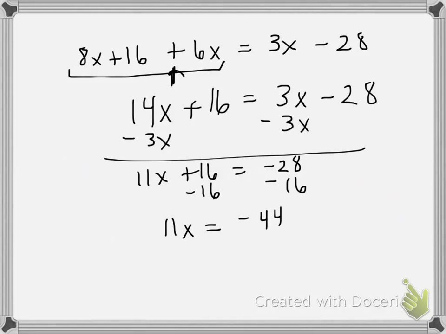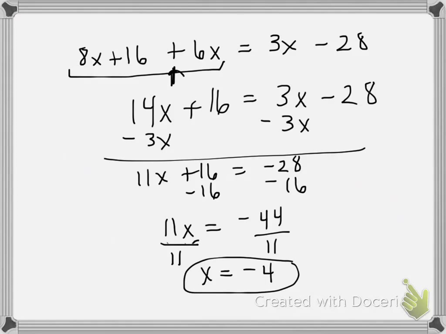And my final step is to get the x by itself. And notice that this reads 11 times x. And so if I want to move that 11, I have to divide by 11. All right, that's the opposite of multiplication. So I divide both sides by 11, and I get x equals negative 4, which is our answer.